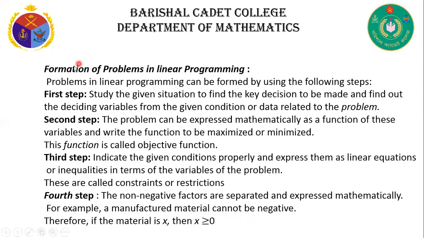Now we follow these 4 steps when we solve a linear programming problem. When we formulate a linear programming problem, we follow these 4 steps. First, we decide the key decision and the deciding variables, then express it mathematically, that is the objective function. Then indicate the given condition properly, and then the 4th step is X and Y greater than or equal to 0, because materials cannot be negative.